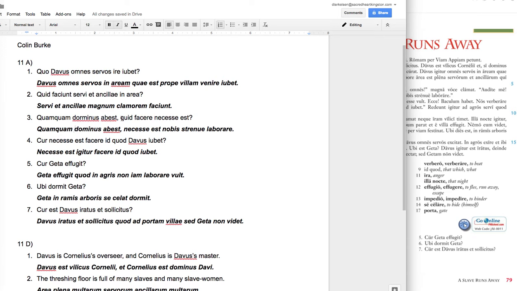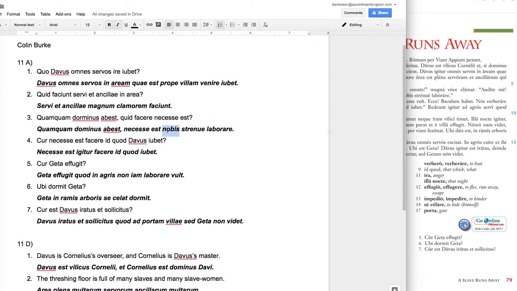Quamquam dominus abest, quid facere necesse est. Although the master is away, what is it necessary to do? And Colin says, "Quamquam dominus abest." That's good. Using the sentence as a way to frame the answer, using the question to frame the answer. And I think this also appears right in the story too. Although the master is away, necesse est nobis strenue laborare means it is necessary for us to work hard.